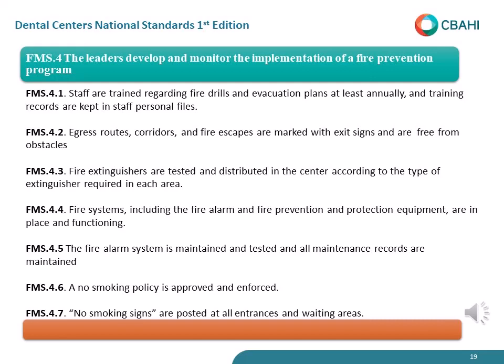4.3, fire extinguishers are tested and distributed in the center according to the type of extinguisher required in each area. So 4.3 is talking about suppression. Now he's introducing the fire extinguishers. This is the manual way of extinguishing fire, and that's the first step. 4.4, fire systems, including fire alarm and fire prevention and protection equipment, are in place and functioning. He's talking here about fire detection and fire systems. The fire alarm, both fire suppression and fire detection systems, are working and functioning in the center.